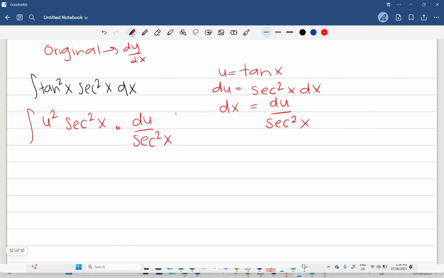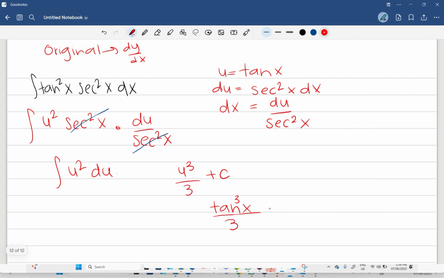Now this I'm going to see why it's very important for me to know which value of u to choose. Now, this secant squared is going to cancel with the secant squared, which is going to make the solving so much easier for me. So it's only going to be integral of u squared du. Now I'm just going to solve it normally. U to the power of 3 over 3 plus c. Right? Now I'm going to get my value of u, which we found to be tan x cubed over 3 plus c, and this is my final answer.